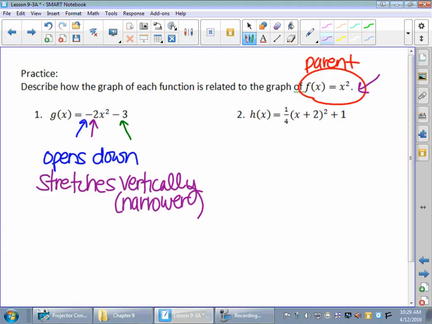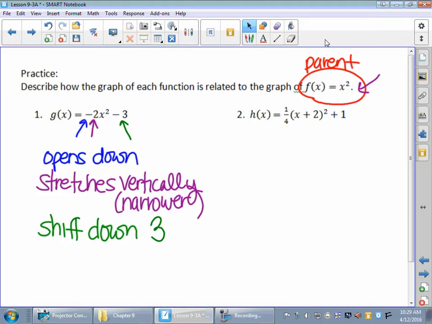And the last thing I've got on here is this -3. What does a number added at the end or subtracted at the end tell you? That's going to be a shift. Will it be left and right or up or down? If it's in the parentheses, remember it's left or right. If it's out on the end, it's up or down. So this is going to shift down 3 because it's a -3. So you look at each piece and look and see what it tells you.